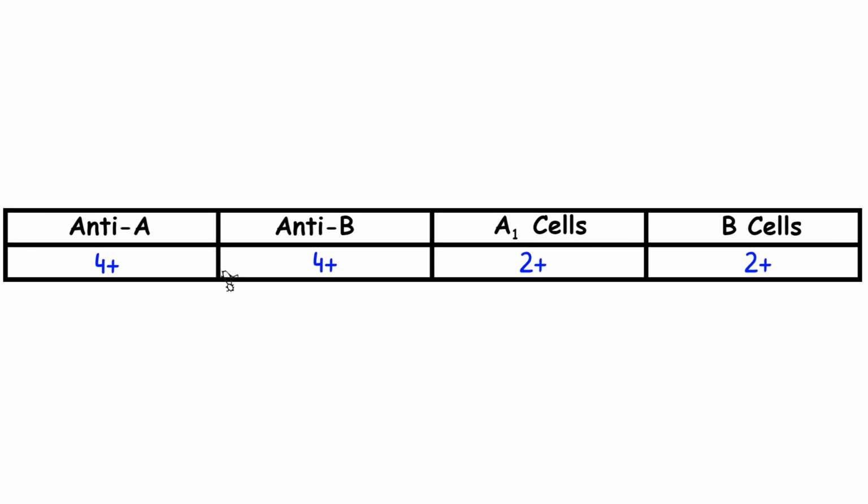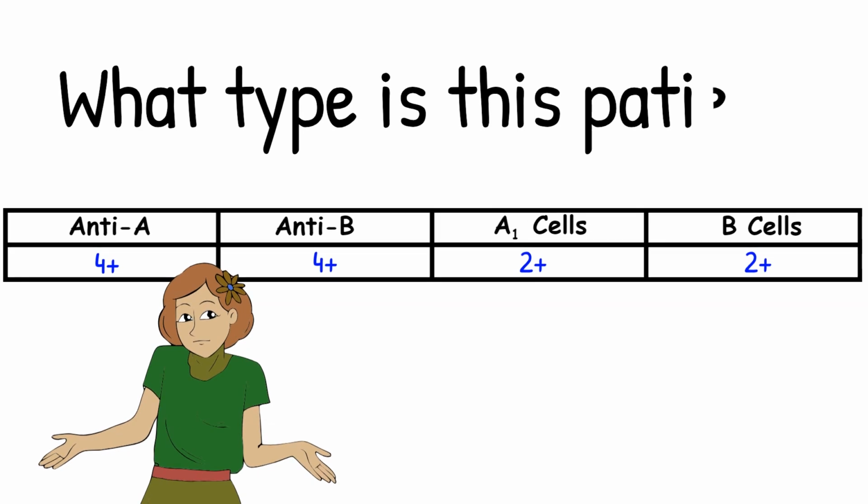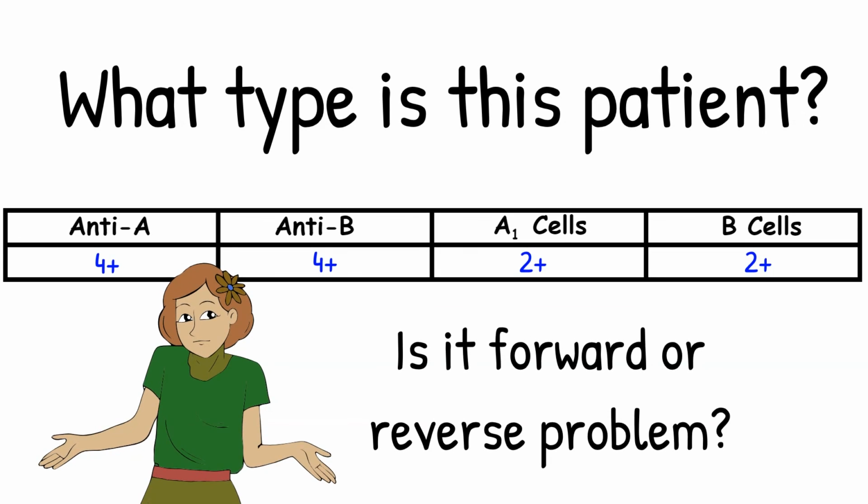How about if you see this type of reaction? What do you think the patient's blood type is? Take a moment to take a look. You can pause this video if you need more time. You had an example where there were no reactions, and now you have an example where they all react. The forward gives type AB, and the reverse gives type O. What would you do? We have discussed this in the previous video.